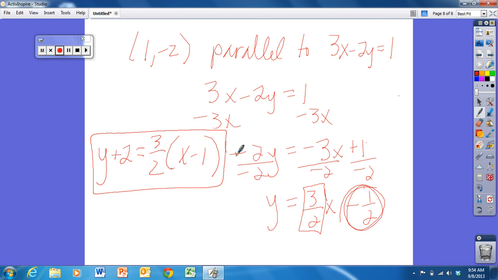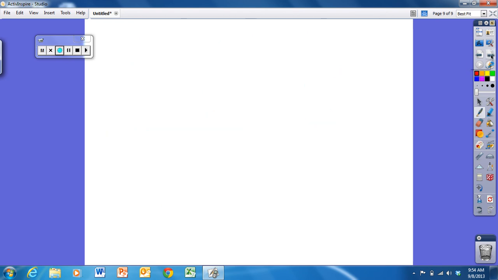So that's parallel. For parallel, you have to find the slope of the original line and then write a new equation of a line with the same slope. Parallel lines have equal slopes. That's really important. Last slide.